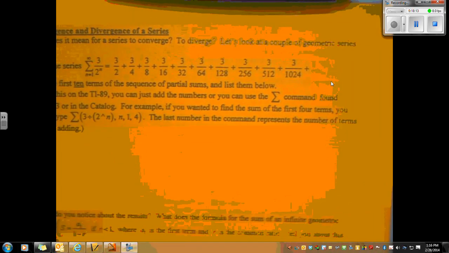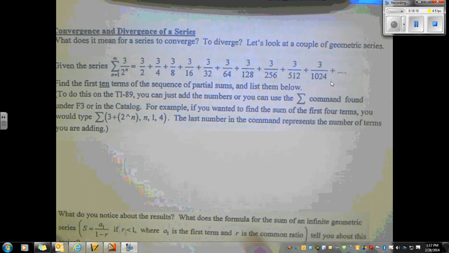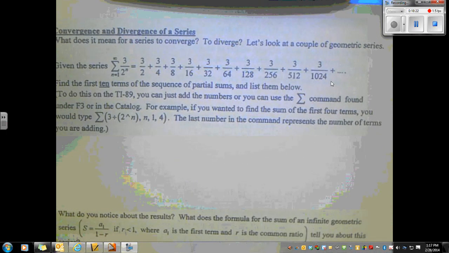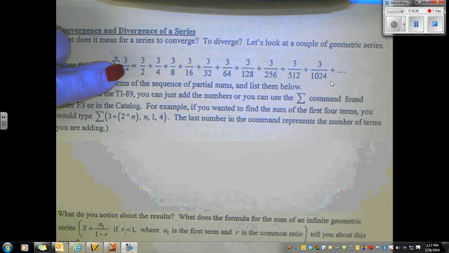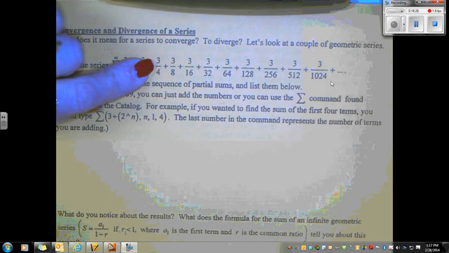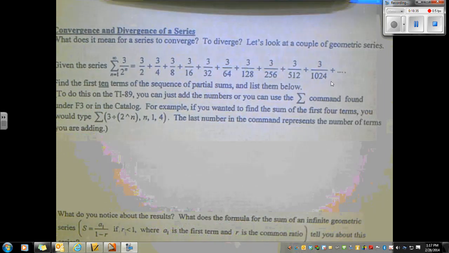Okay, so we did that. Let's go to page 2 and see what they want me to do. What does it mean for a series to converge or diverge? Let's look at a couple of geometric series. Given the series 3 over 2 to the n: 3 halves, 3 fourths, 3 eighths, 3 sixteenths. Find the first 10 terms of the sequence of partial sums and list them below.